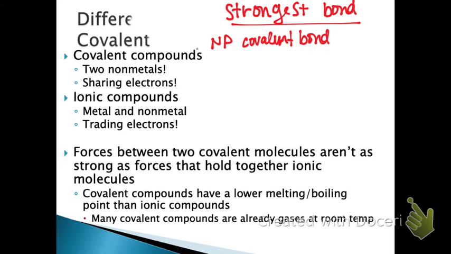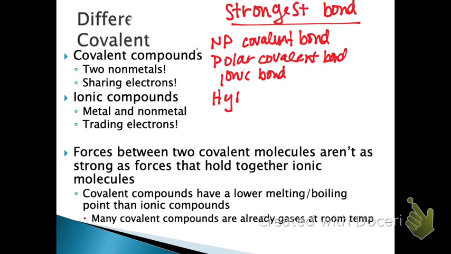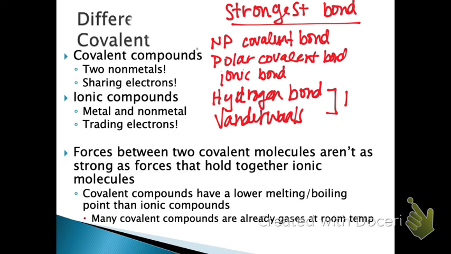Okay, what do you think would be a teeny bit weaker than that? A polar covalent bond. Then a teeny bit weaker than that is ionic bonds. Then below that becomes hydrogen bonding. And below that becomes van der Waals. Okay, these two are both intermolecular forces.